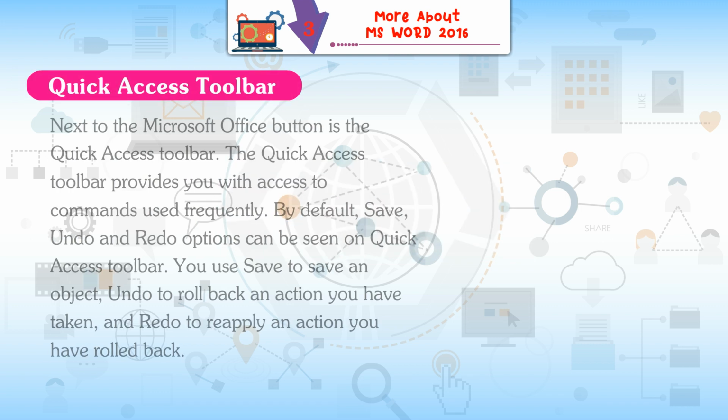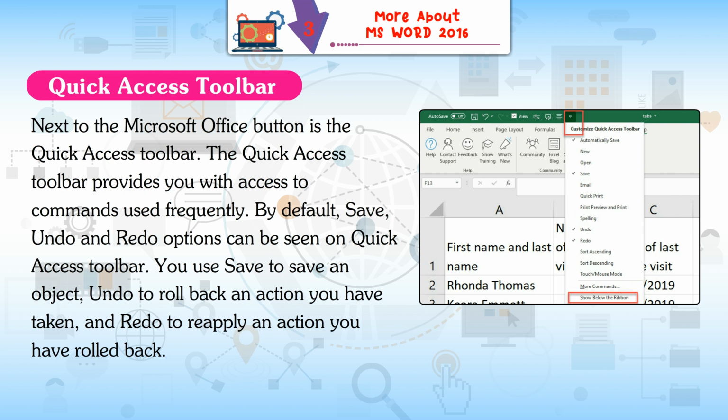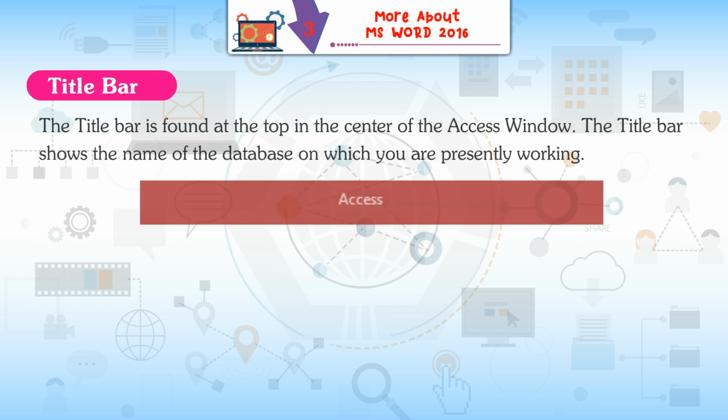Quick Access Toolbar. Next to the Microsoft Office button is the Quick Access Toolbar. The Quick Access Toolbar provides you with access to commands used frequently. By default, Save, Undo, and Redo options can be seen on the Quick Access Toolbar. You use Save to save an object, Undo to roll back an action you have taken, and Redo to reapply an action you have rolled back. Title bar.